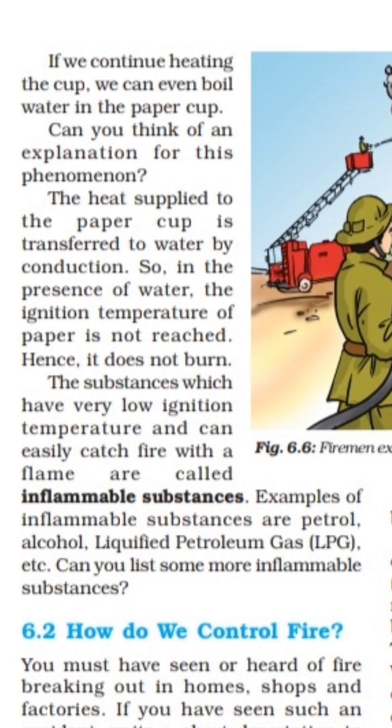Examples of inflammable substances are petrol, alcohol, and liquefied petroleum gas, LPG, which we use in our homes for cooking purposes. Now can you list some more inflammable substances? I will tell you some examples: paint thinners and removers, benzene, fireworks, magnesium and zinc powder.